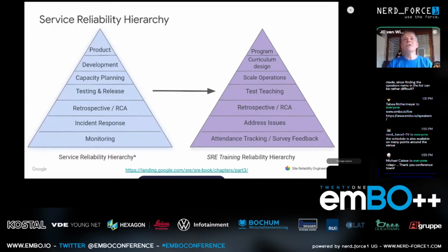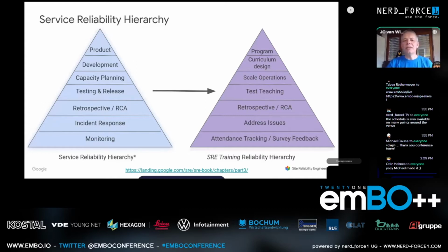And throughout the rest of this talk, I will refer back to this SRE training reliability hierarchy. But it shows that what we think is very, very important is this whole attendance tracking and survey feedback and addressing issues and retrospectives. Now, in the COVID-19 handling, we treated it as an incident. So an incident as if Google Maps is down. What do we need to do? We followed the same steps.